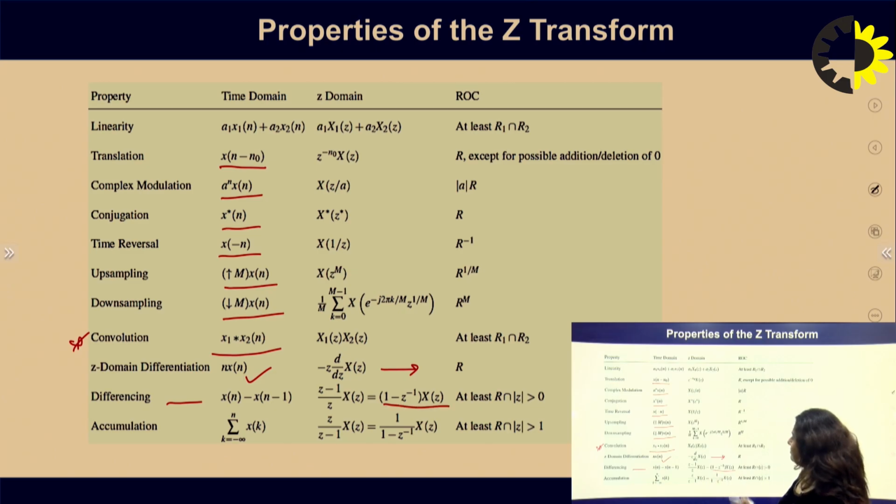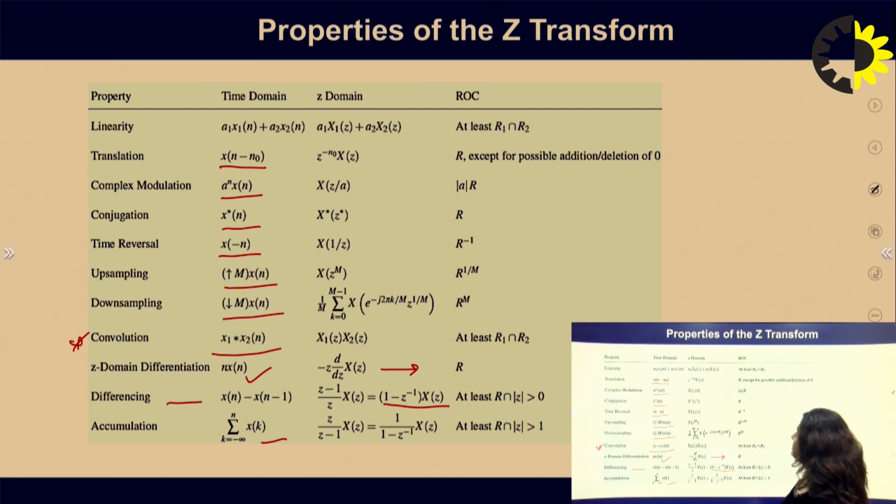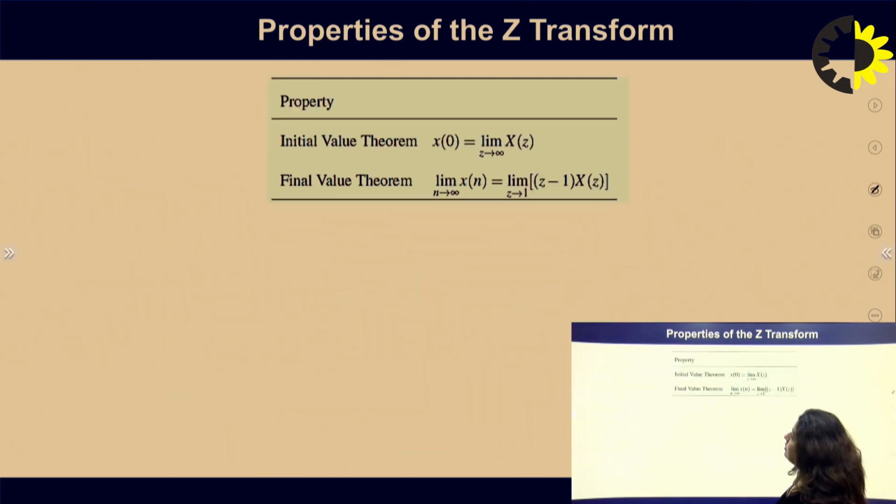This expression we have already found with translation, which is time shifting, and a simple z transform of x[n]. Then the accumulation property, summation over k equal to minus infinity to n of x[k], and the z transform is 1 upon 1 minus z inverse times X(z). So these are some properties, and we can have property based questions on the z transform also. We can solve them with the help of these properties.